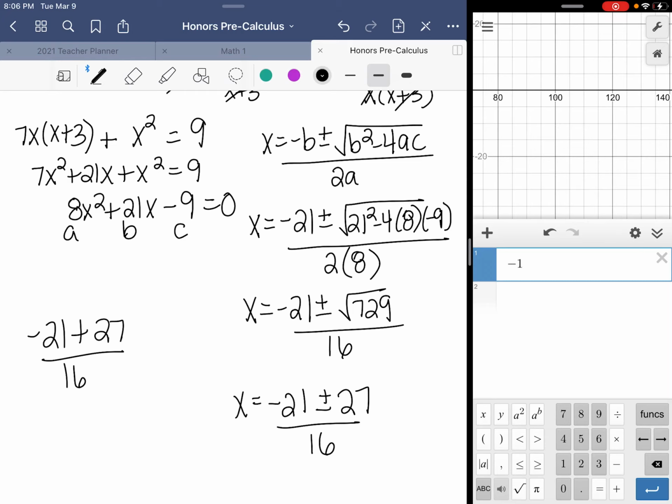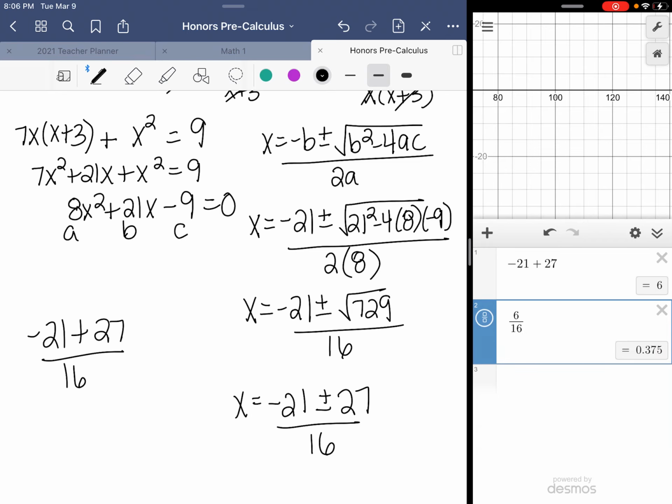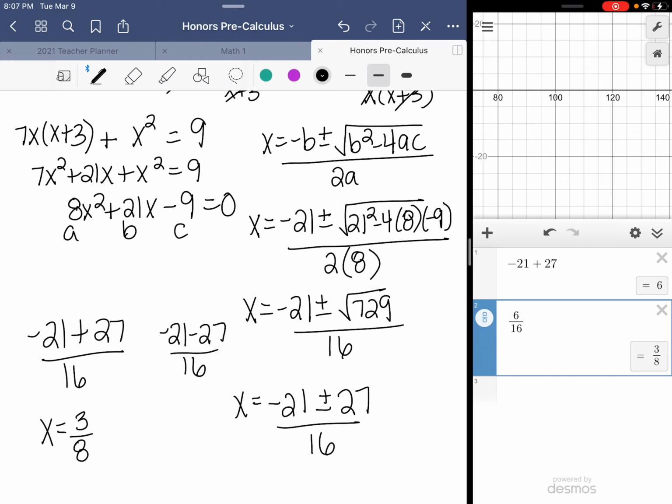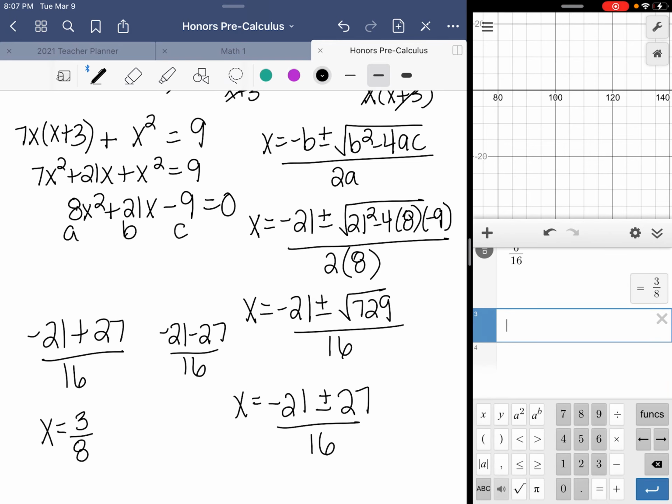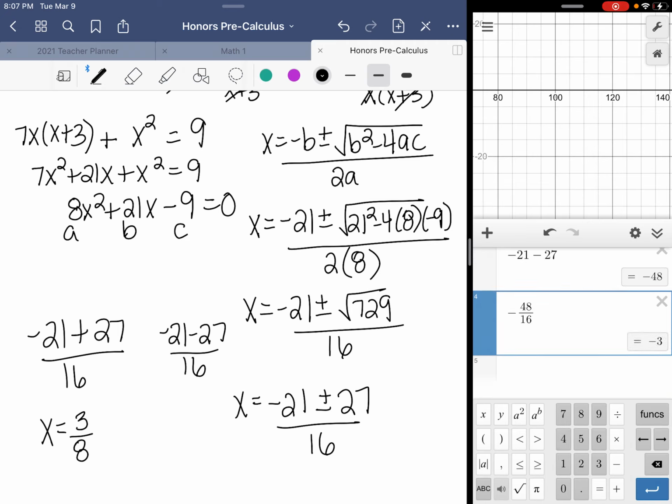All right, so I'm going to do negative 21 plus 27. That's going to give me 6. 6 divided by 16. So I can leave it as 0.375, or I can turn it into a fraction. So I have 3 over 8 for my first one. And I'm going to do the same thing. So this time, I'm going to subtract. So I have negative 21 minus 27. That's going to give me negative 48. Divided by 16, that's going to give me x equals negative 3.